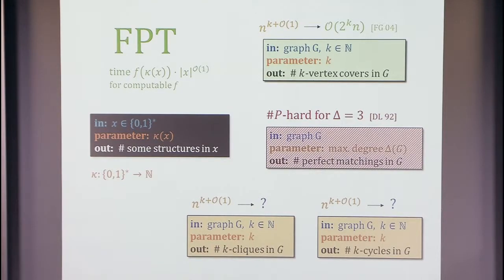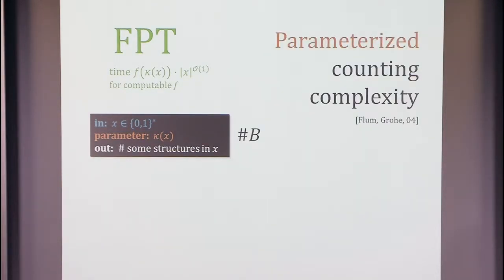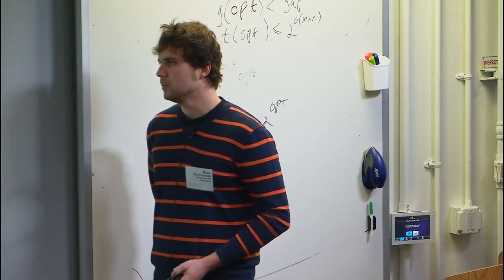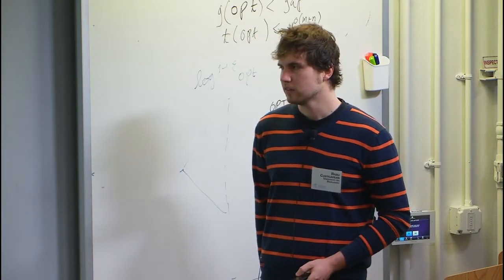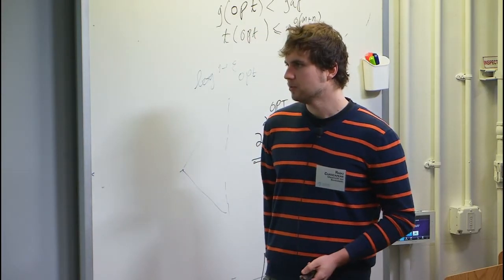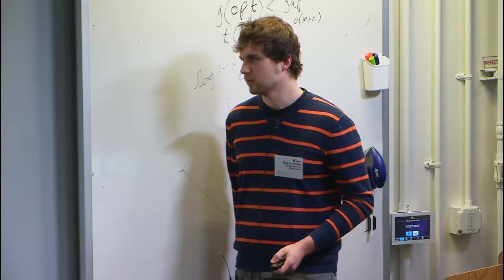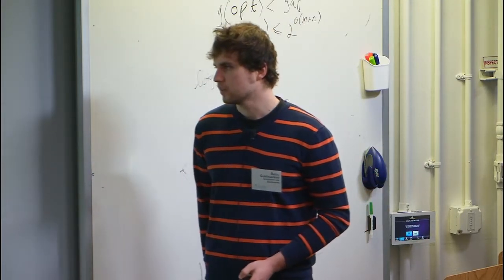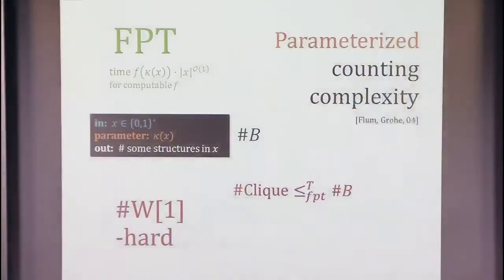So what we need is this notion of parameterized counting complexity, which was introduced by Flum and Grohe. So in parameterized counting complexity, we're looking at problems #B, like this one. And they can be FPT, or they can be #W1-hard, or we don't know, but let's just rule out this case for now. So a problem is #W1-hard in this setting if there is a reduction from counting k-cliques to that problem. And this has to be a parameterized reduction.